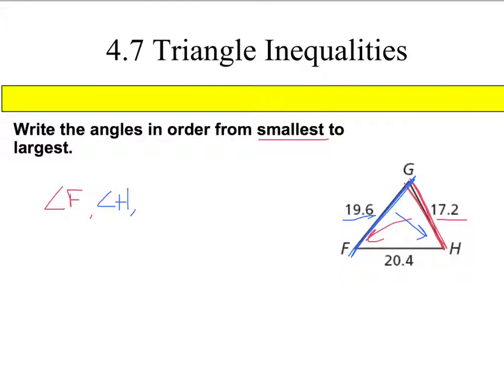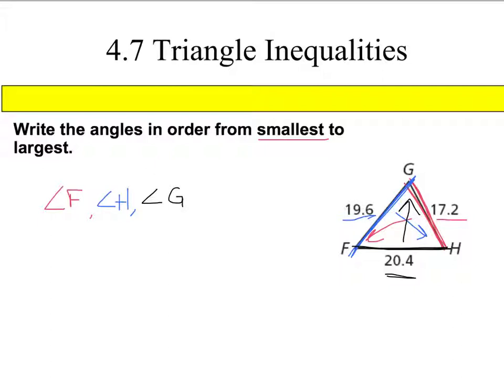Last but not least, we have 20.4. 20.4 is the largest side. So that tells me that FH is the largest side, which then leads me to believe that angle G, which is the opposite angle of FH, is the largest angle. Okay, so the largest angle is opposite the largest side, and vice versa. The longest side is opposite the largest angle.